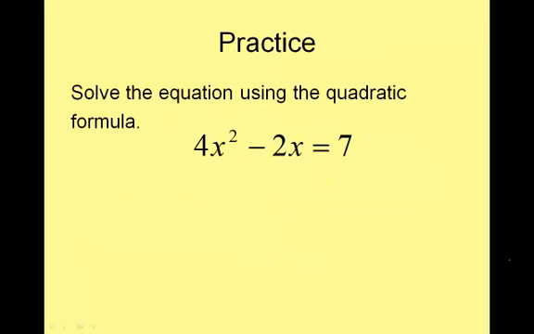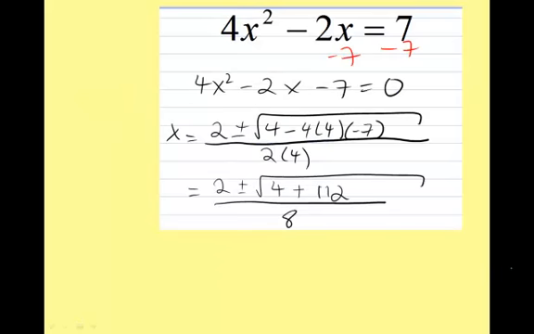So if you have 4x squared minus 2x equals 7, bring it to standard form, so make it equal to 0. Once you have that, a is 4, b is negative 2, c is negative 7. So if you use the formula, x is equal to negative b plus or minus square root of b squared minus 4ac all over 2a. You get 2 plus or minus the square root of 4 minus 4 times 4 times negative 7, all over 2 times 4.